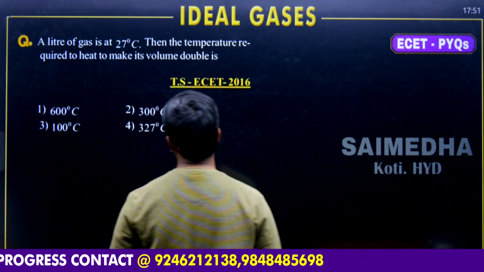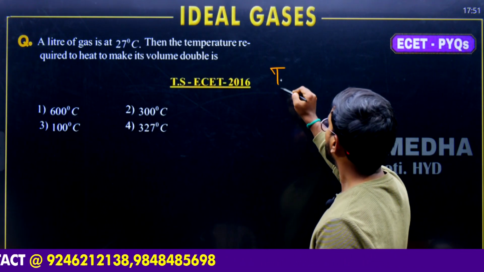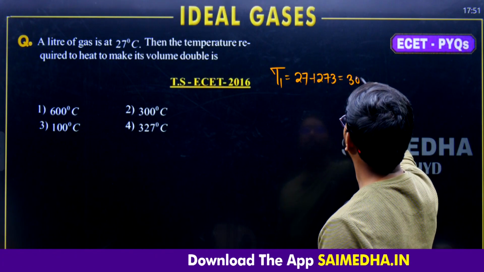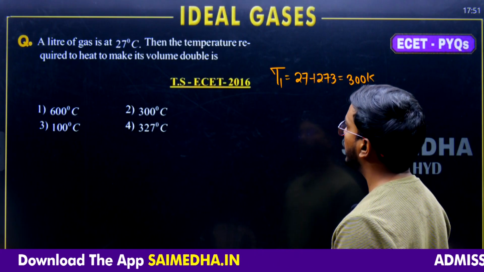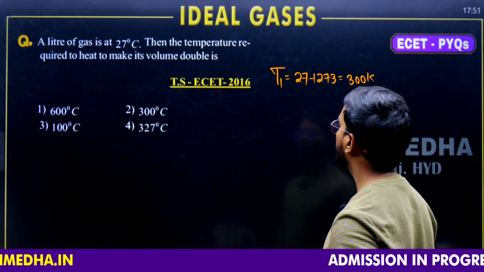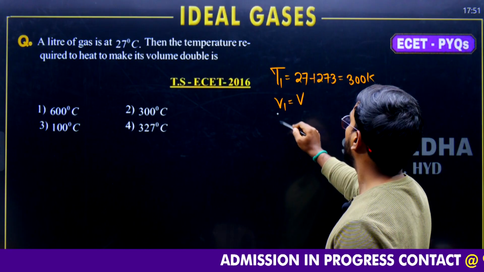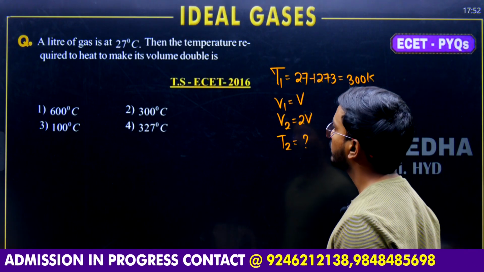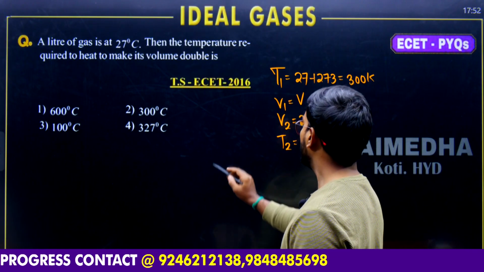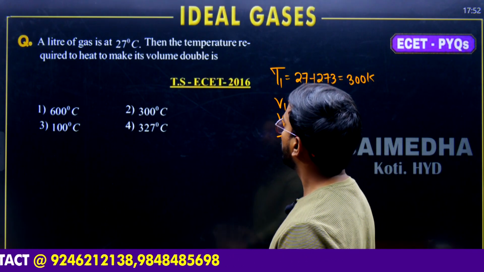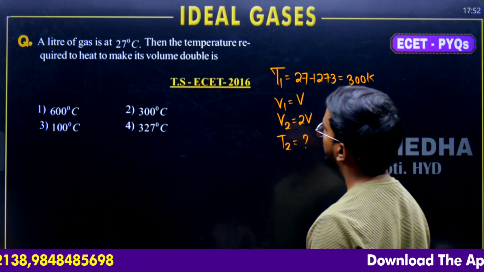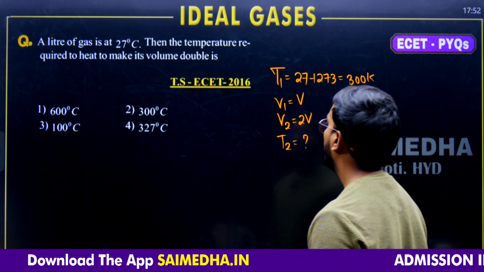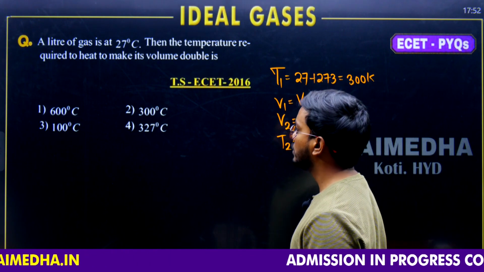A liter of gas is at 27 degrees Celsius. T1 is equal to 27 plus 273, that is 300 Kelvin. Then the temperature required to heat to make its volume double: V1 is equal to V, V2 is equal to 2V, then T2 is equal to what? What is the formula? We know that a liter of gas is at 27, temperature required to heat to make its volume double, assuming that pressure is constant.